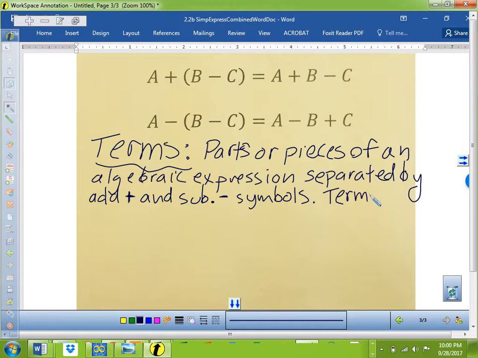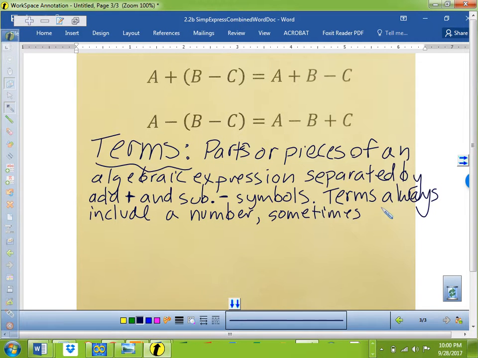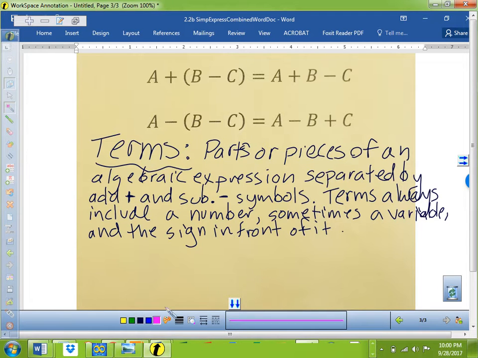Terms always include a number, sometimes a variable, and the sign in front of it. So terms always include a number, sometimes a variable, and the sign in front of it.